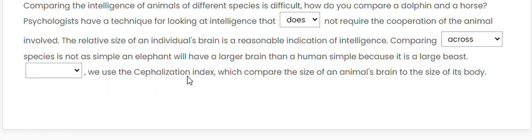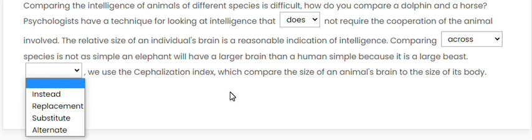Dash we use this cephalization index, which compares the size of an animal's brain to the size of the body. So we cannot make a comparison. In the previous sentence we said we cannot make a comparison like this. Dash we use this method.